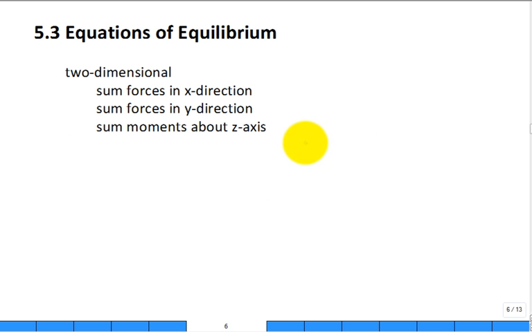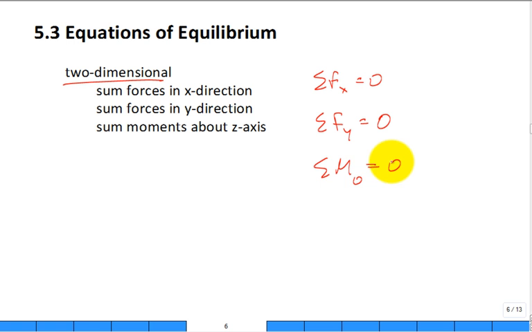So our equations, when you solve two-dimensional problems, you basically have the sum of the forces in x must equal 0, the sum of the forces in y, those are two directions, and then the sum of the moments about the z-axis. Well, where are you going to put it on the object? A lot of times we put it through the origin. But there's nothing special. You could sum the moments around point B or point C of our object. These are our standard three.